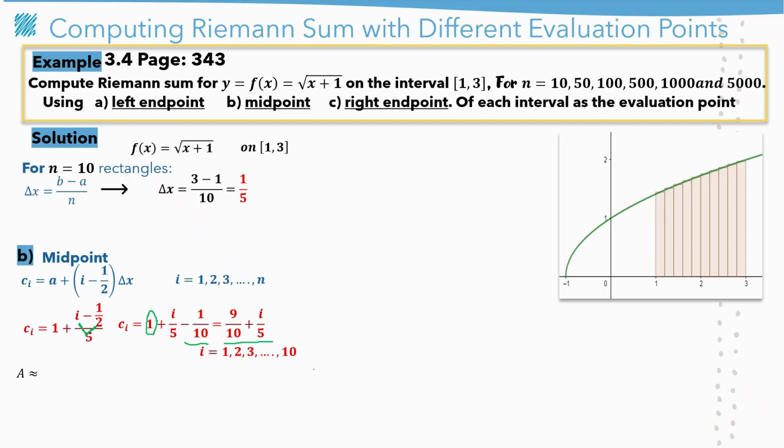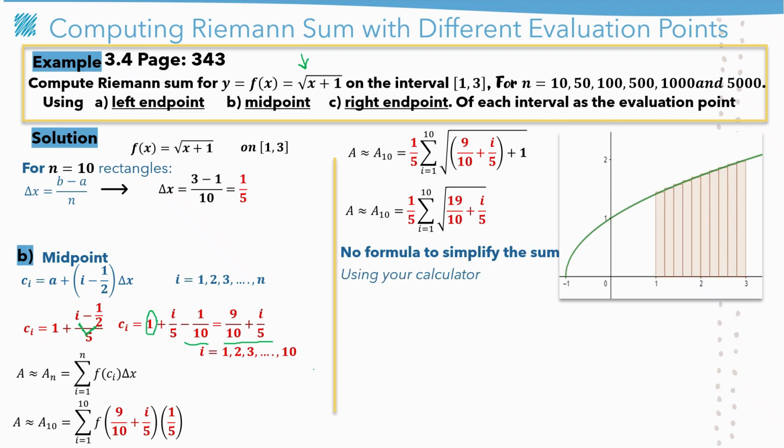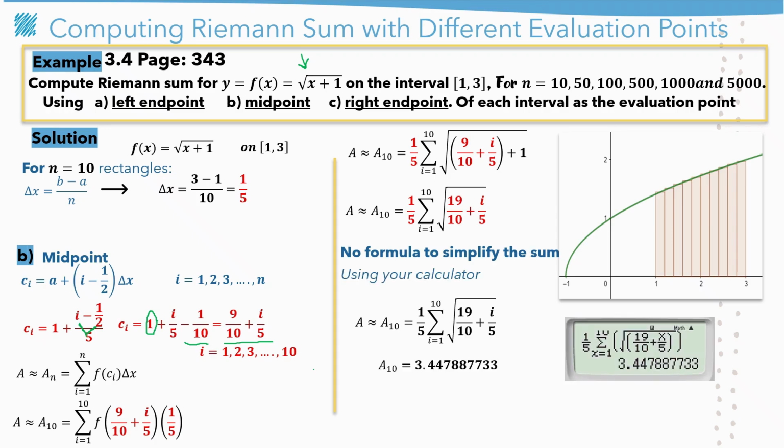Now let's find sigma. When you find sigma, replace your ci with your new ci, which means you replace your x by your new ci, that is 9 over 10 plus i over 5. When you substitute in the calculator, you will get your answer as 3.44788.